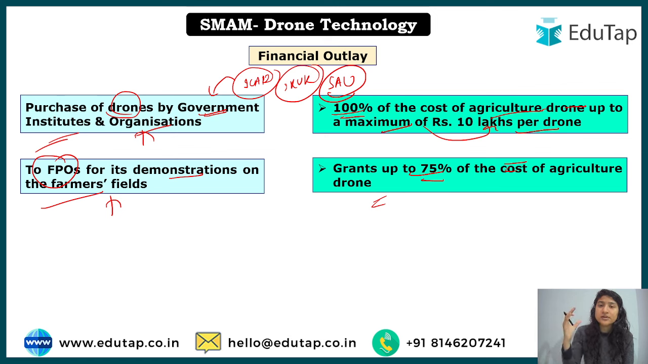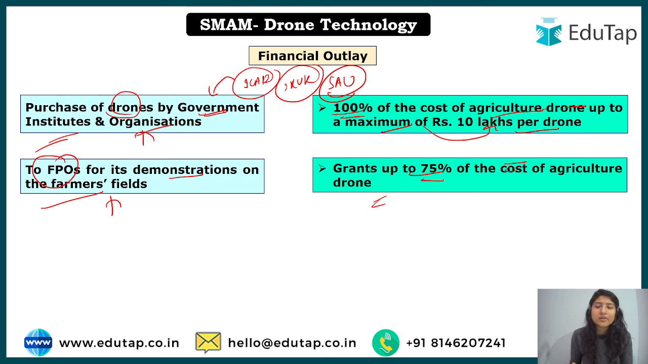Because what the government is trying to do is first make the farmers know that there is some drone technology, because you can't expect the small and marginal farmers in India to know much about these technologies. So they first need to be introduced. So for that the government is saying that if a particular FPO goes to buy a drone, 75% of the cost we will bear.